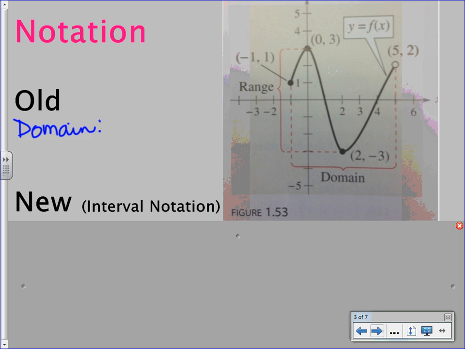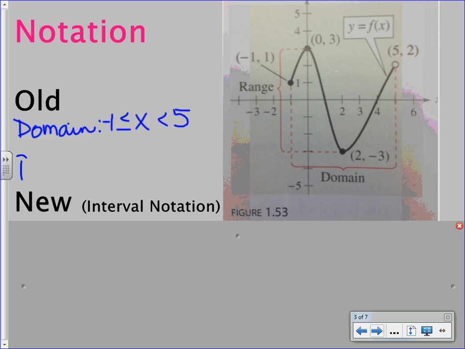So we're talking about our x values. First of all, does this function go on forever? No, it's only a piece of it, right? So where do our x values begin? -1. Does it include -1? Yes, because we have this closed circle here, right? Where do my x values stop? At 5. Does it include 5? No, because we have that open circle there. So we would say that our domain is x is greater than or equal to -1, but less than 5.